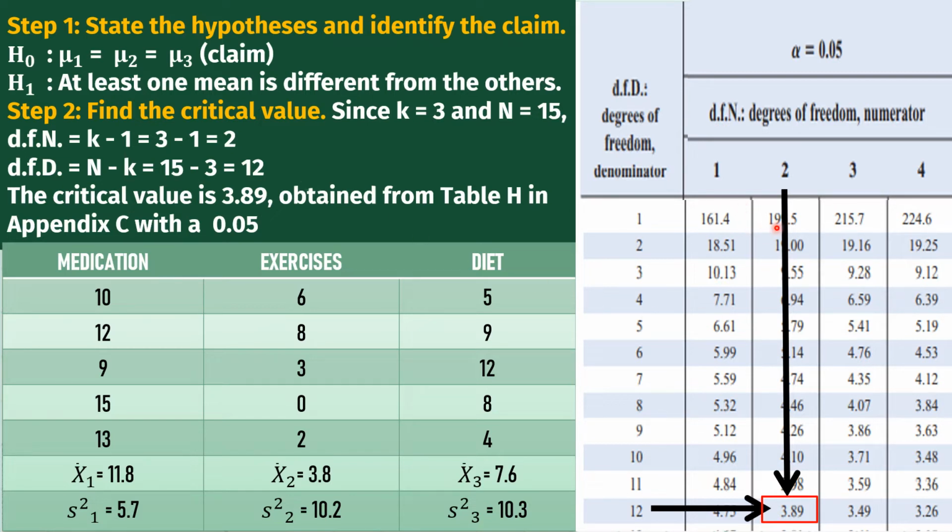And by looking at this table, the table H, at an alpha equal to 0.05, our critical value is 3.89 because our degrees of freedom for the numerator is 2 and the degrees of freedom for the denominator is 12. So our critical value is 3.89.